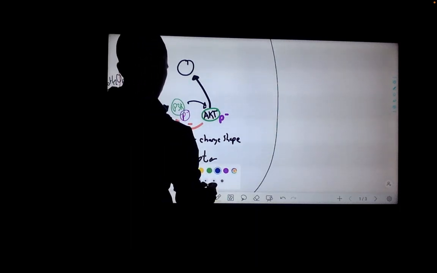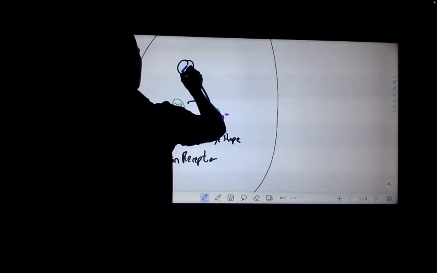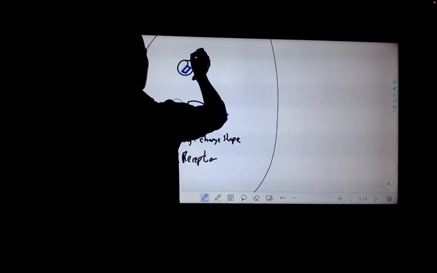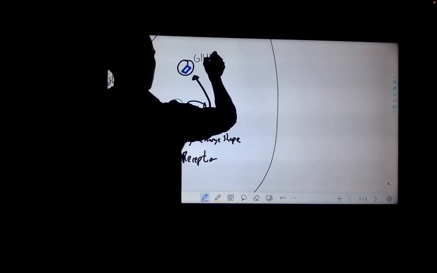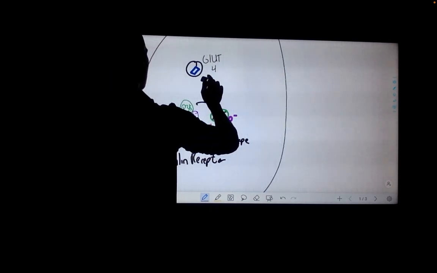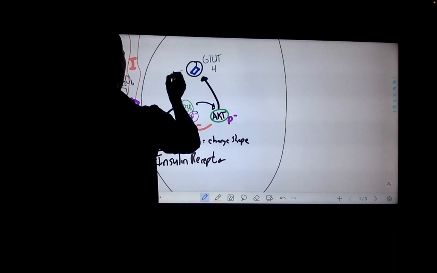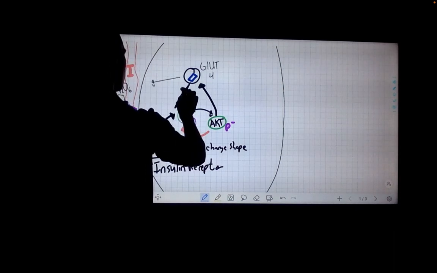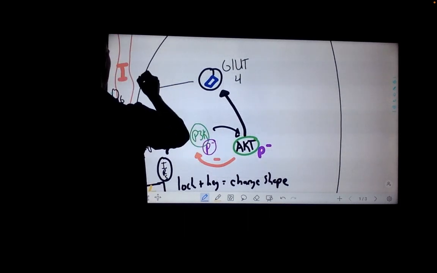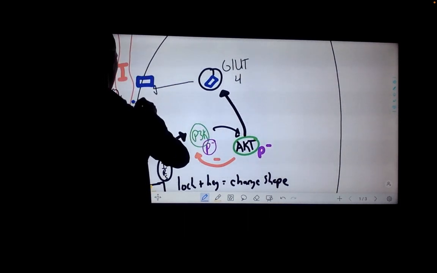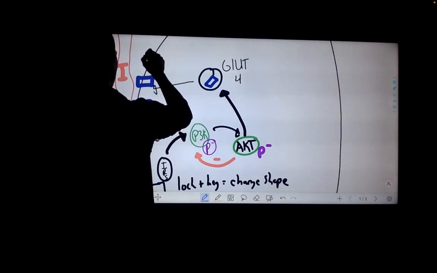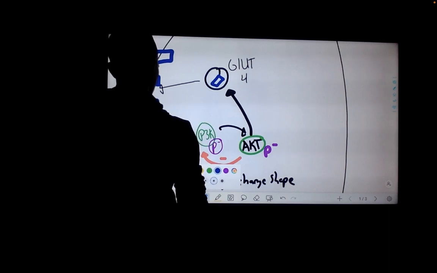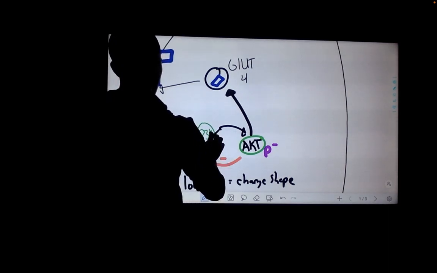The first is it's going to go find transport vesicles that have already been made that store a transport molecule ready to be released. And this is GLUT4. GLUT4 is another type of glucose transport that's only released and made into cell membranes when blood sugar levels are high. And we make a lot of it. AKT is going to go activate those transport vesicles to put GLUT4 in the protein membrane.